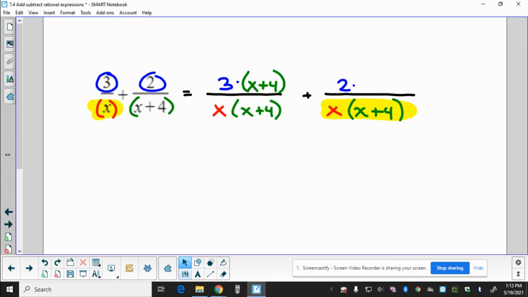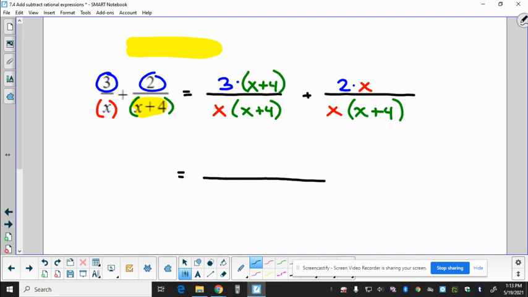How about that denominator versus that one? What do you notice is different? The x. I think it's time to go ahead and finish this problem. So our denominator will be x times x plus 4. Excuse me. Let's do a distributive property. It'd be 3x plus 12.